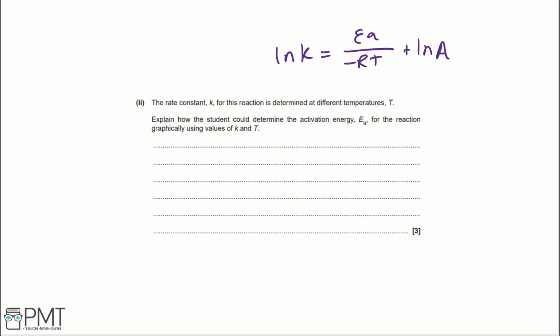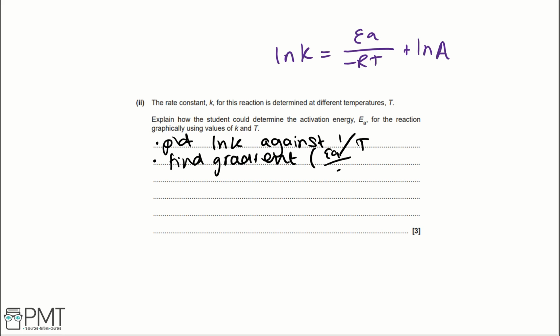So the first thing we need to do when answering this question is tell the student to plot ln k against 1 over T. And that means that our gradient will be EA over minus R. So find the gradient, and then we could also write in brackets what the gradient is, EA over minus R. And finally, to get EA, we need to times the gradient by minus R, which is a value you get given in the datasheet, so you don't need to specify, but then you can write that it equals EA.